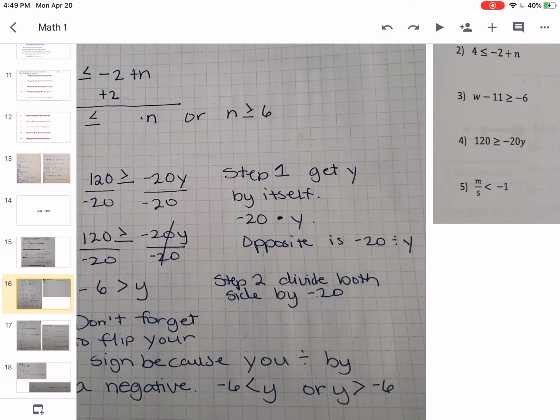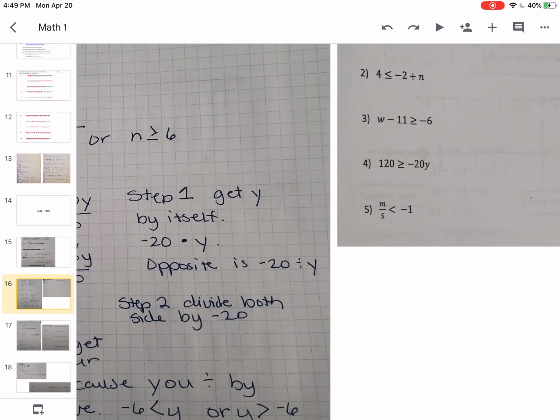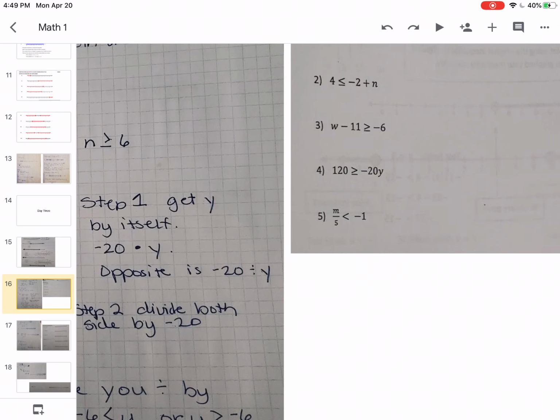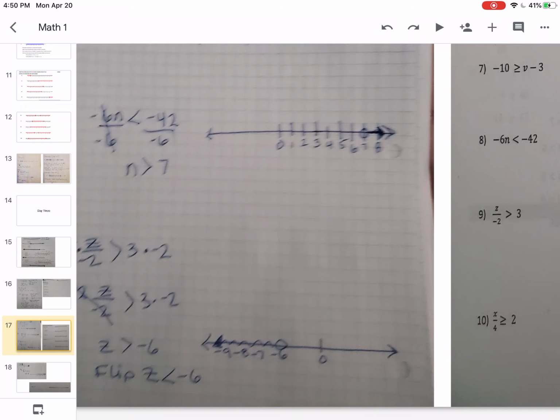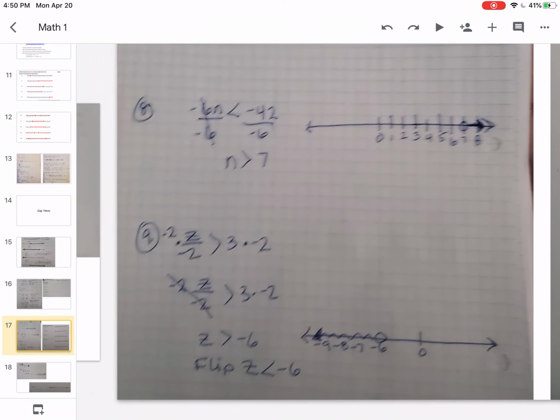Okay, so let's go over to 4. See how there's a line underneath it? I forgot to put my line. So down here at the bottom where it says y is greater than negative 6, it should be y is greater than or equal to. So put a line under there, okay? Oh, this is blurry. Okay, it did not turn out good.